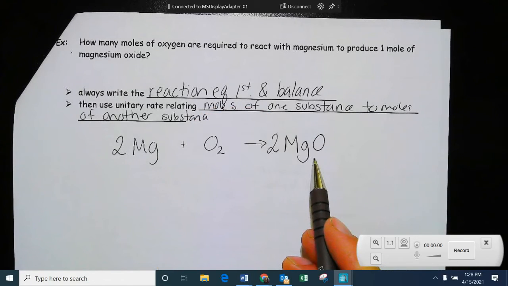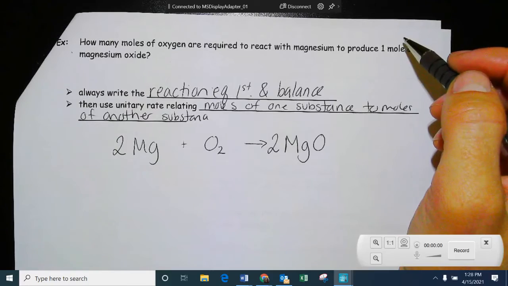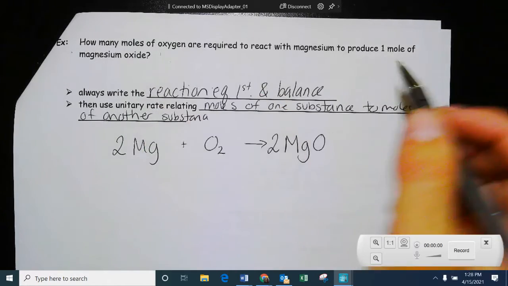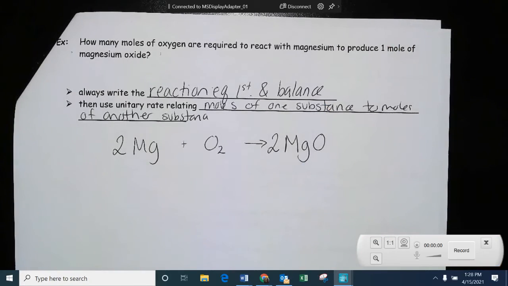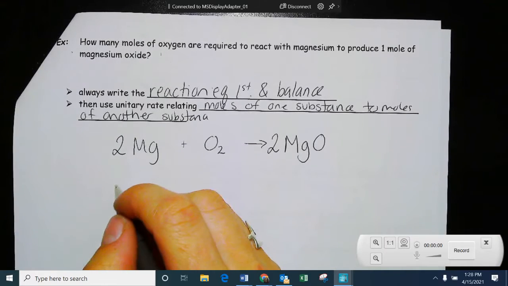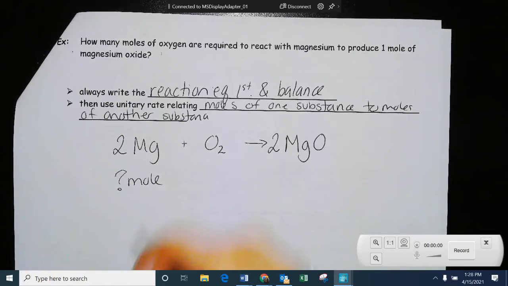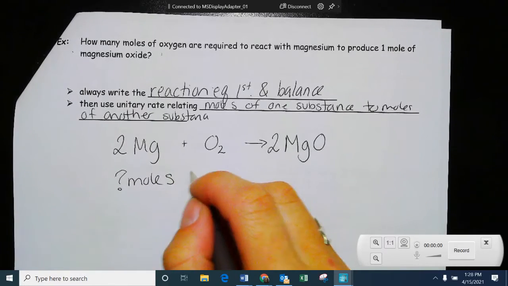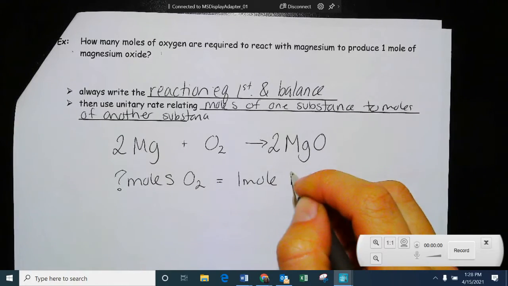If it's 1 to 1? Oh, so this is just, yeah, we're just using, so kind of ignore the amount right now. We're just looking at the balanced chemical equation. All right, and then the question is how many moles? So now we can look at that number. How many moles of O2 equals 1 mole of magnesium oxide?